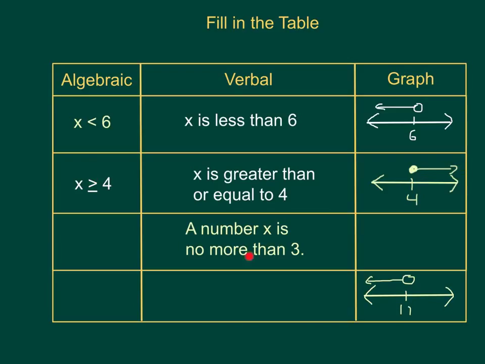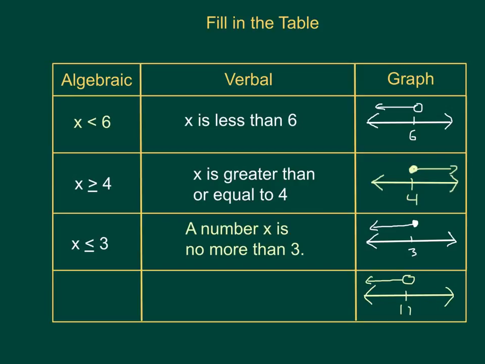Alright, another example. A number x is no more than 3. Fill in the algebraic and the graphical representation. And how'd you do? Alright, so if a number x is no more than 3, that means it's less than or equal to 3. And graphically, we'd fill in the circle at 3 and draw the arrow off to the left. And finally, last one here.